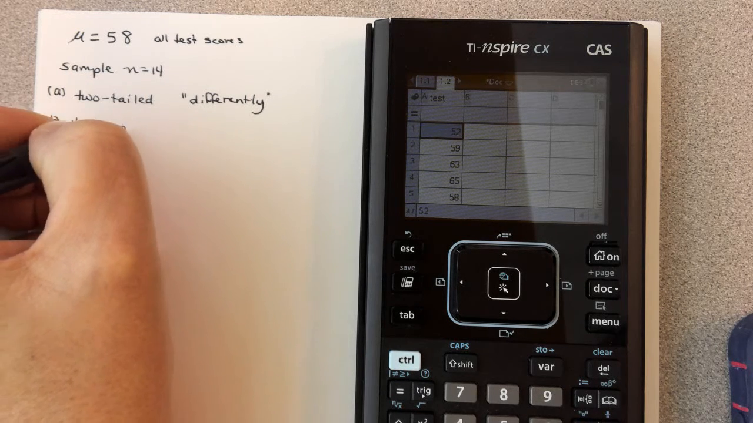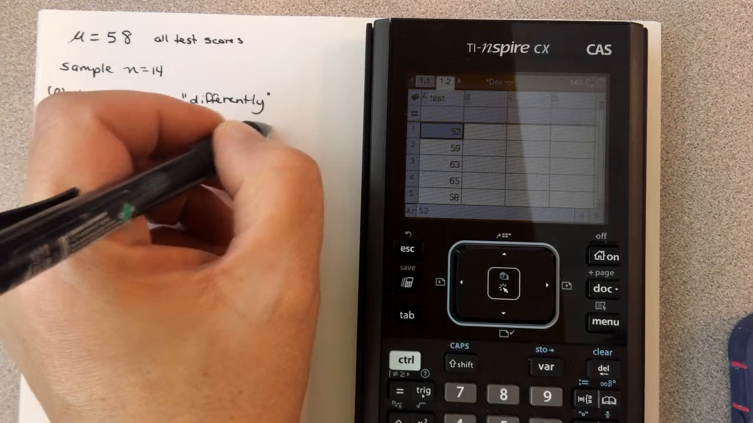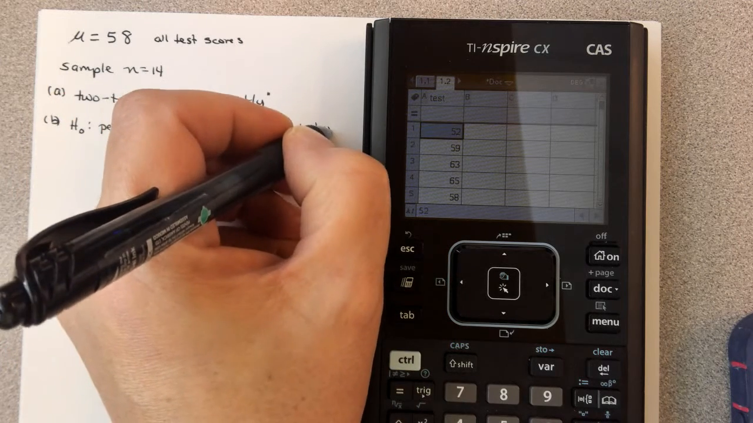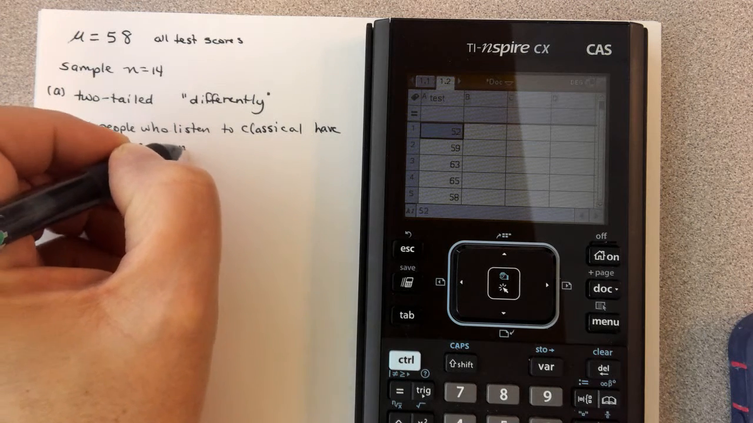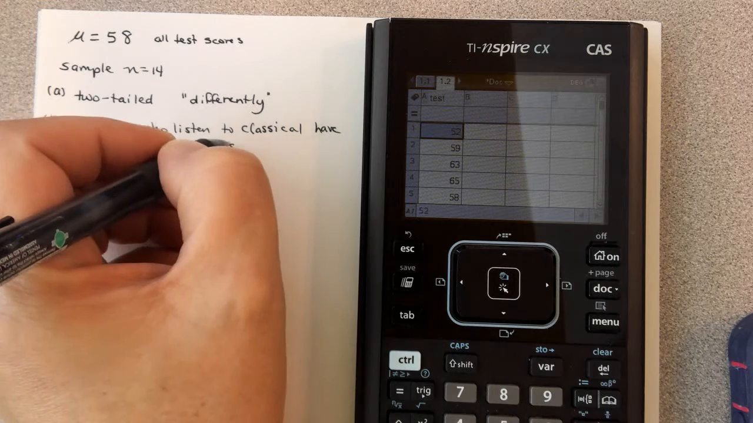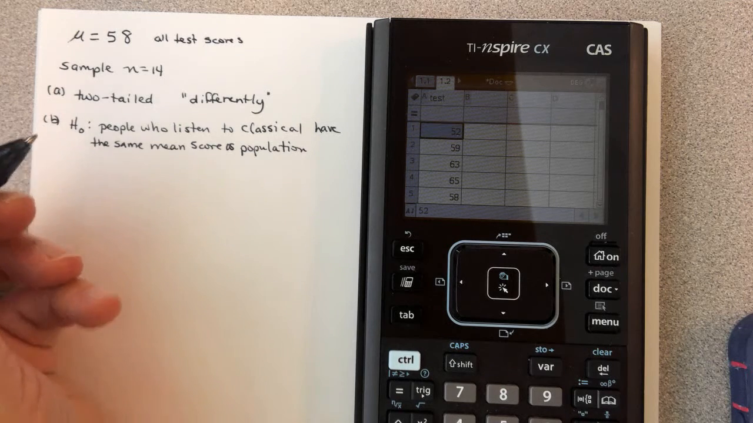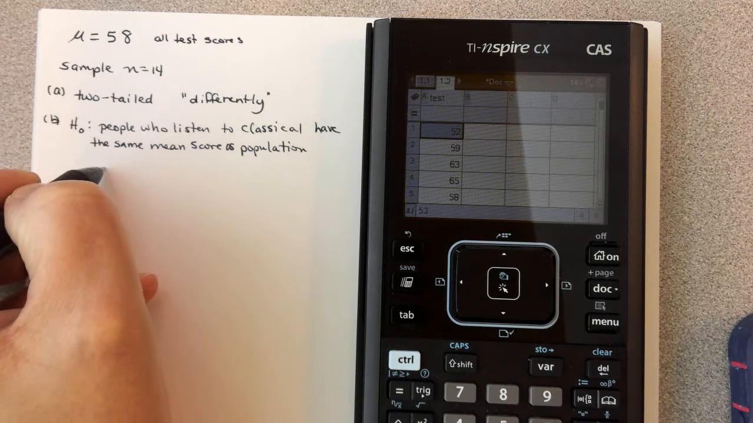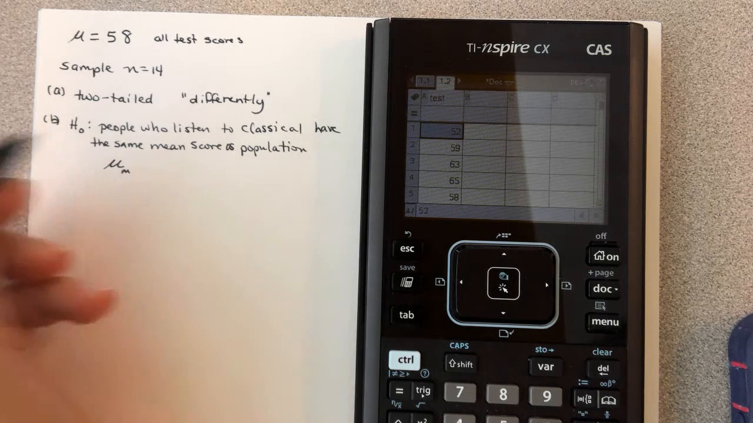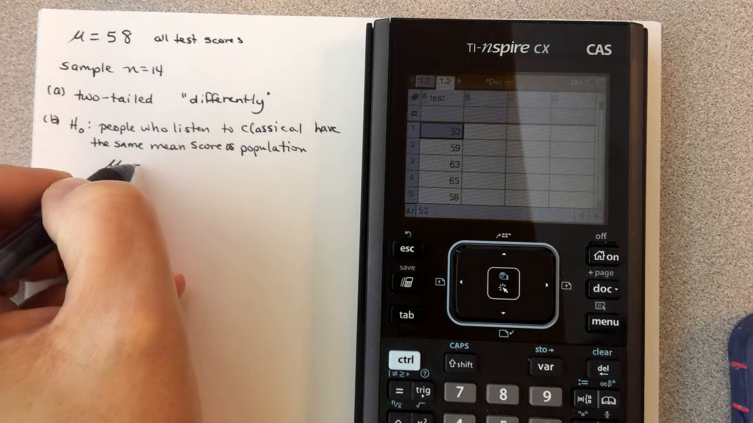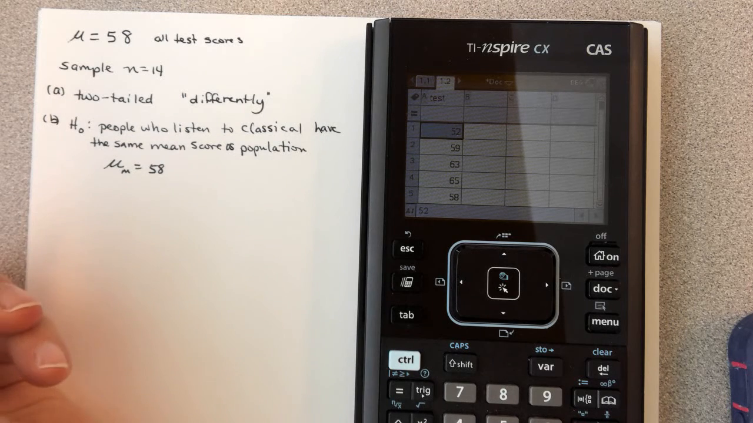So we're making a hypothesis that people who listen to classical music have the same mean score as the population of all people. So we would hypothesize that the mean of, and I'm going to just go ahead and give it a subscript, the mean of, let's say, the music people, I'm going to let it be an M, that the mean of the music people is the same as the mean of the population, which would be 58.